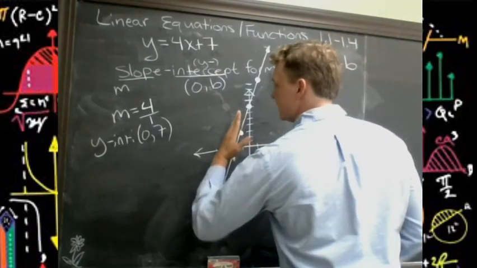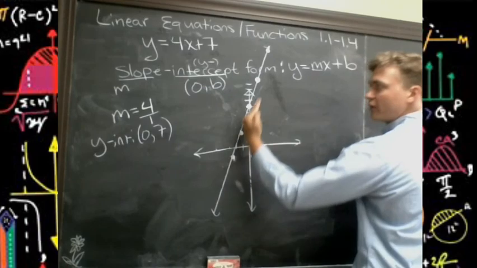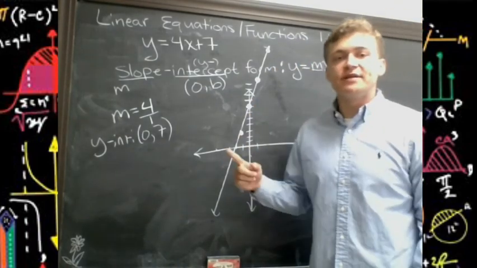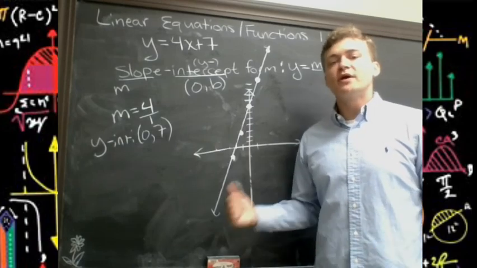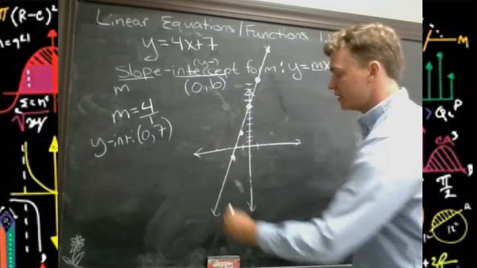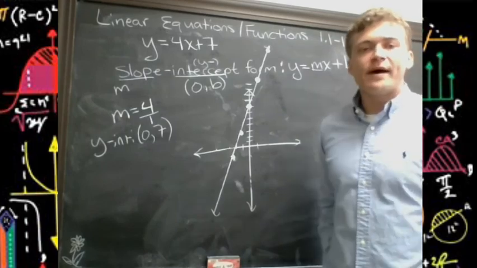Notice again that our line is moving. As we look left to right, our graph is increasing. It's increasing. Why? Because our slope is positive. Our slope is 4. It's a positive number. Therefore, we do have an increasing line. We are walking up the mountain.